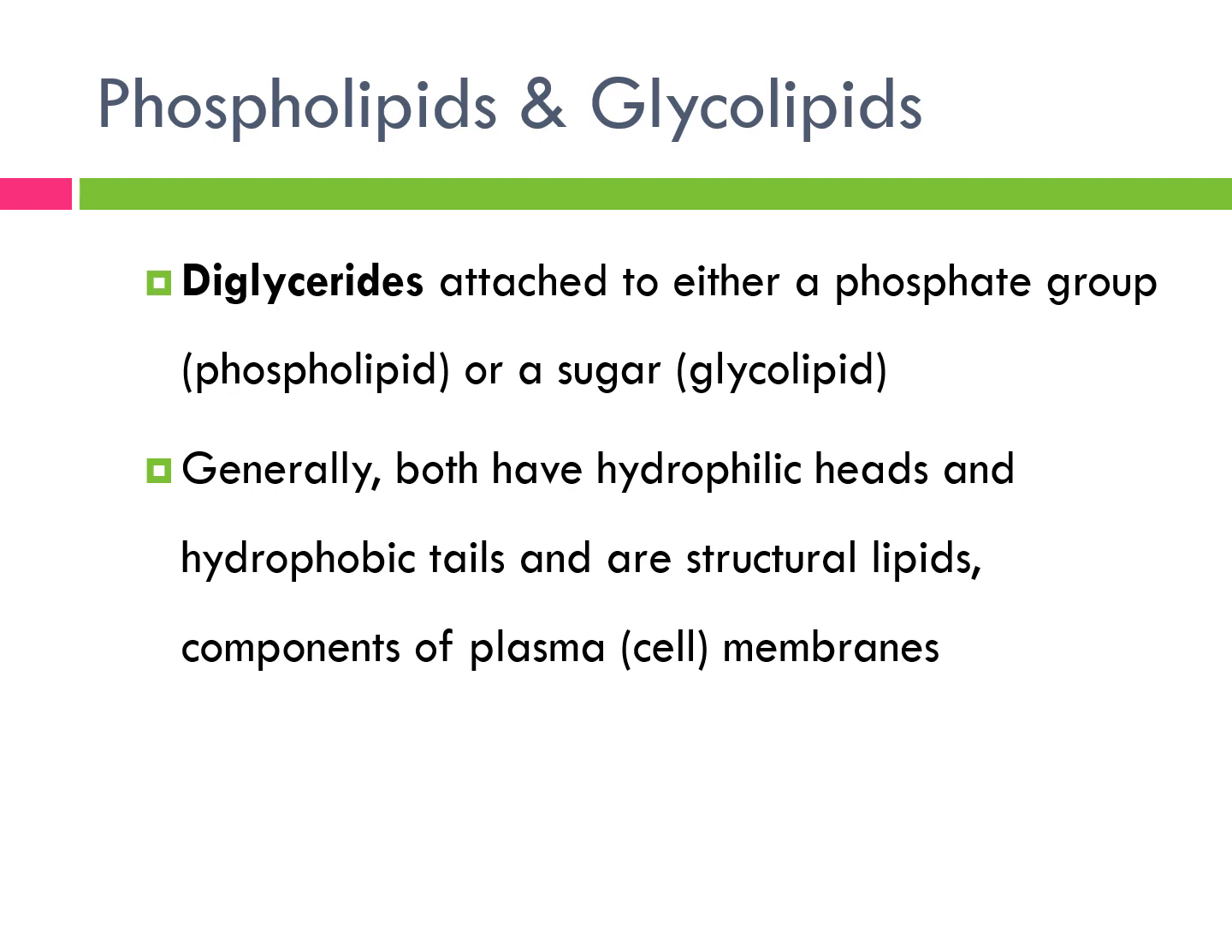Diglycerides, remember, 2 monoglycerides bound together, can attach to either a phosphate group, creating a phospholipid, or a sugar, creating a glycolipid. Phospholipids are extremely important in the body.